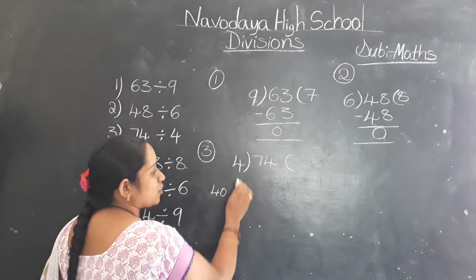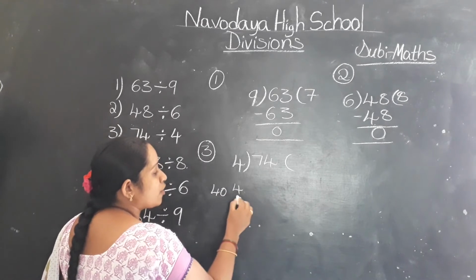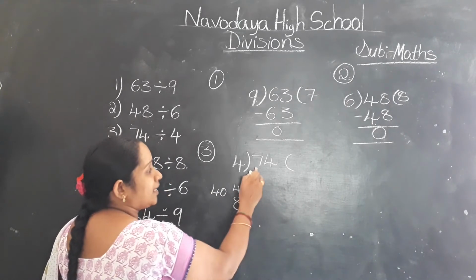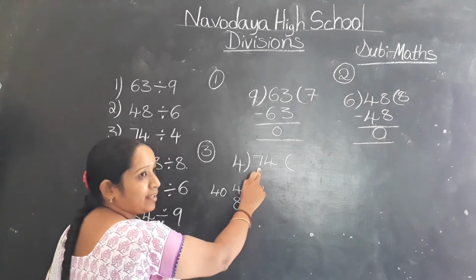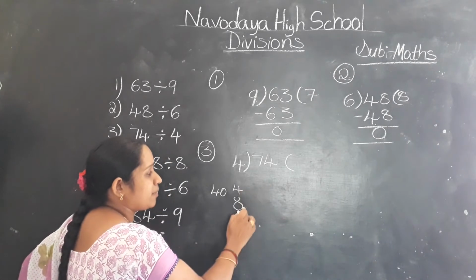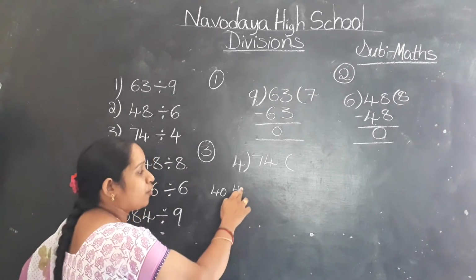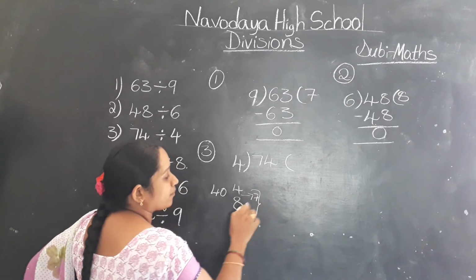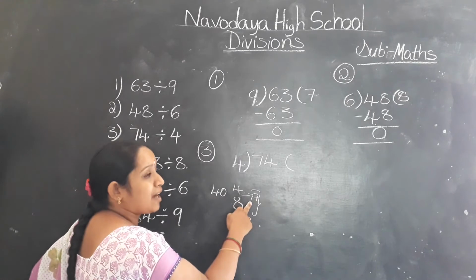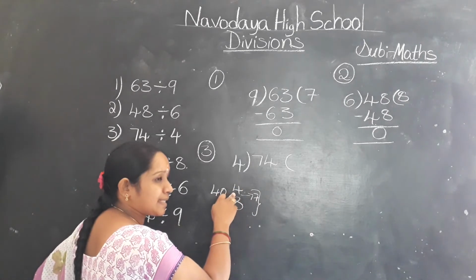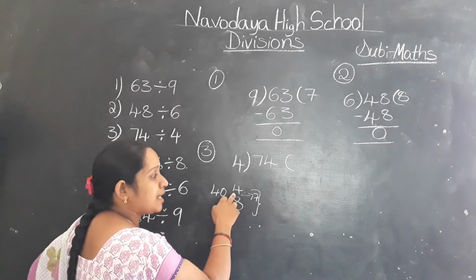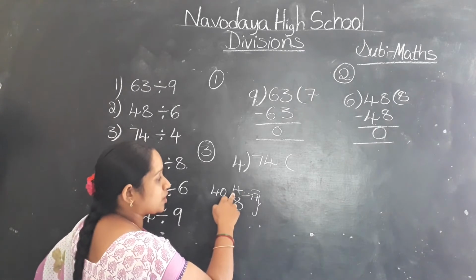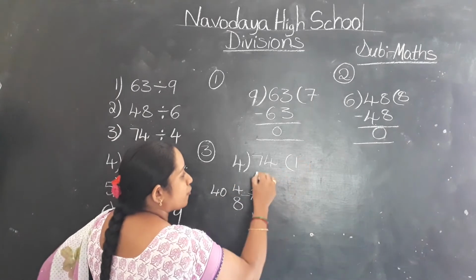Okay children? So 4 ones are 4, 4 twos are 8. But here tens place value is 7. Which number we will take? 4 or 8? 7 is between 4 and 8 here. So here we have to take always the lesser number. Always lesser number we have to choose. So 4 ones are 4.